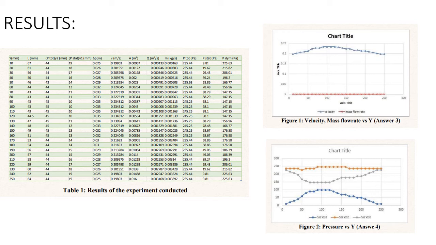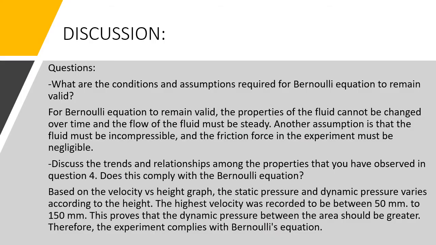Now this slide will be showing the results we got. So in table 1, the results of the experiment conducted are shown, and in figure 1, the velocity mass flow rate versus y, which is the answer to question 3. The chart shows the velocity mass flow rate, and figure 2 shows the pressure versus y, which is the answer for question 4. So answer for first question.